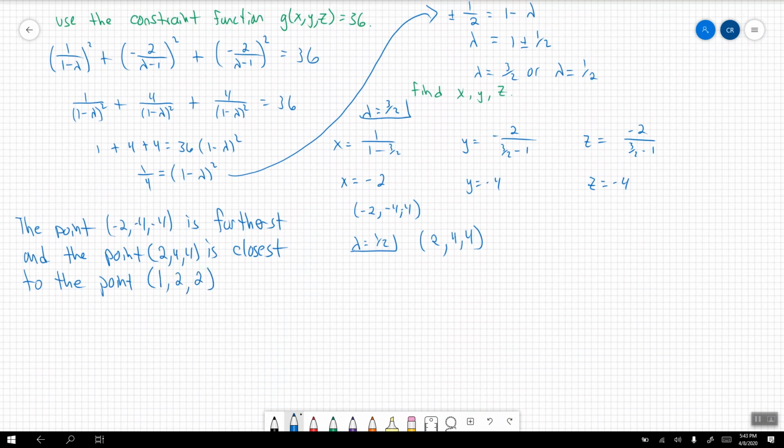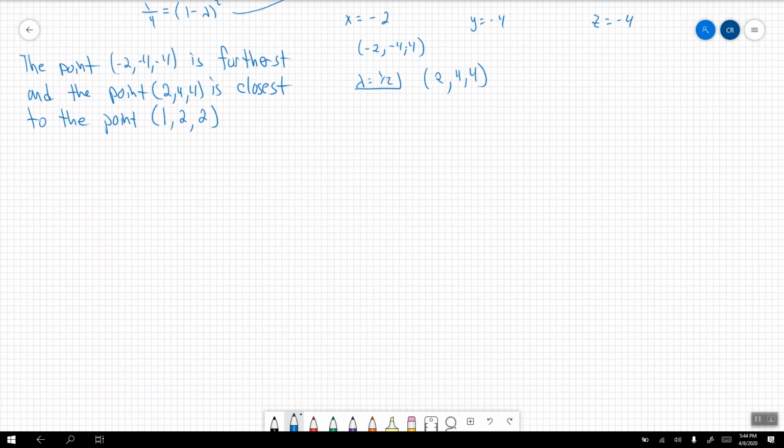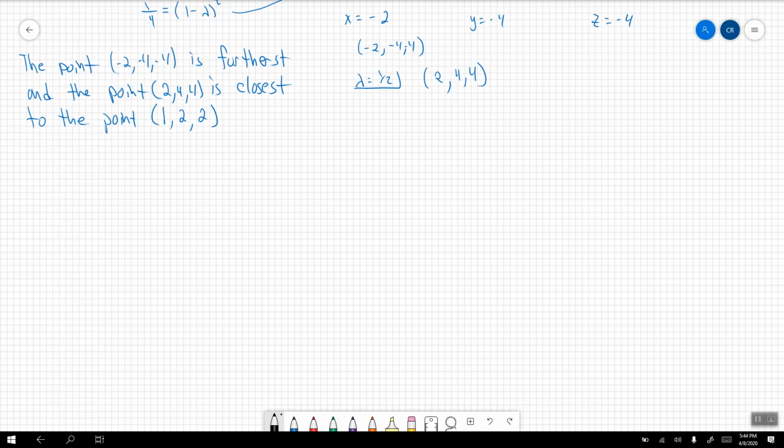And again, these 2 points are on the sphere. So these 2 points that we found, -2, -4, -4 and 2, 4, 4, both of these lie on the sphere. So the points on the sphere that are furthest and closest to the point 1, 2, 2 are the ones that we were given here. Awesome. So there you have it. Now, you might be asking also, well, what happens if we have more than one constraint?